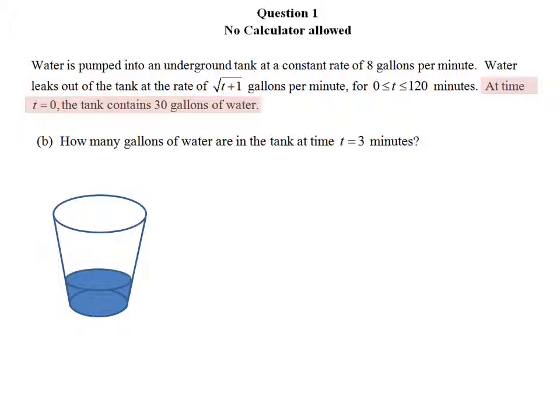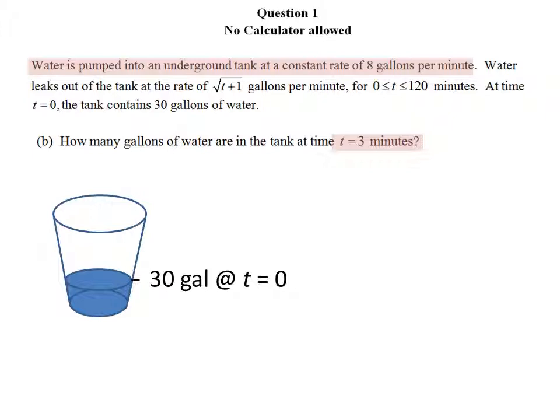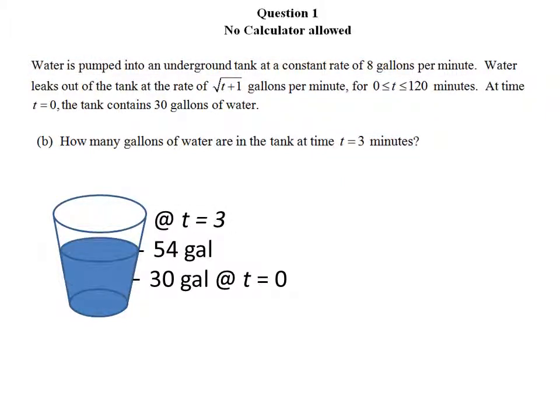When we read the problem, we see that at time t equals 0, the tank contains already 30 gallons of water. So I'll put a mark up there at 30 gallons. Now, water is being added at a constant rate of 8 gallons per minute for a grand total of 3 minutes. So doing some quick arithmetic here, that means that in the 3 minutes, 24 gallons are added. So that brings our total up to 54 gallons at time t equals 3.